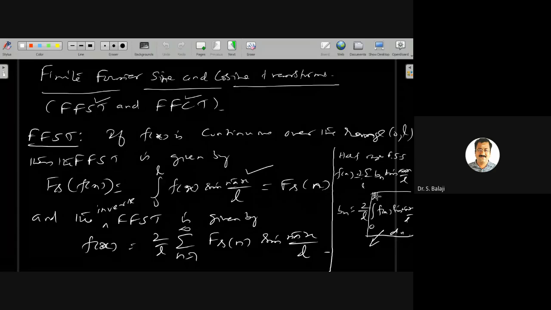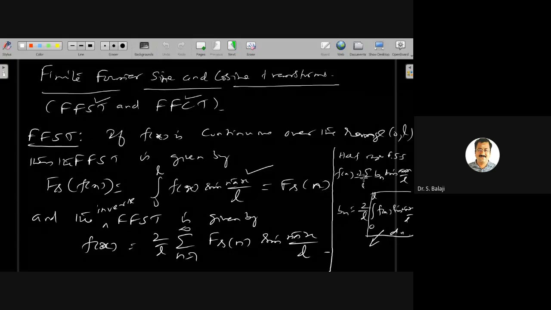But this integration from 0 to L of f of x sin(n pi x by L) will be considered as a finite Fourier sine transform. The integral in b_n of the Fourier series is taken as the finite Fourier sine transform, because the Fourier transform comes in terms of the integral idea.